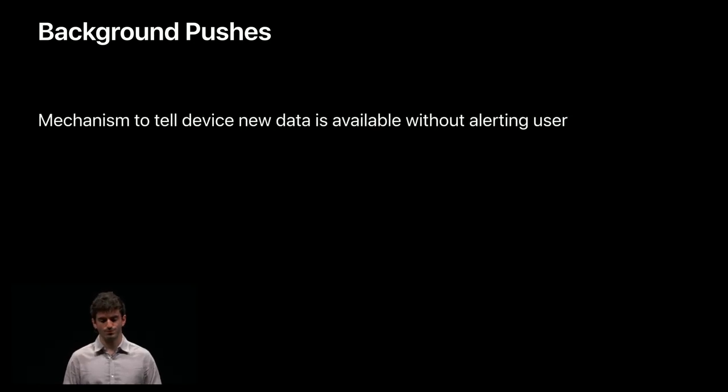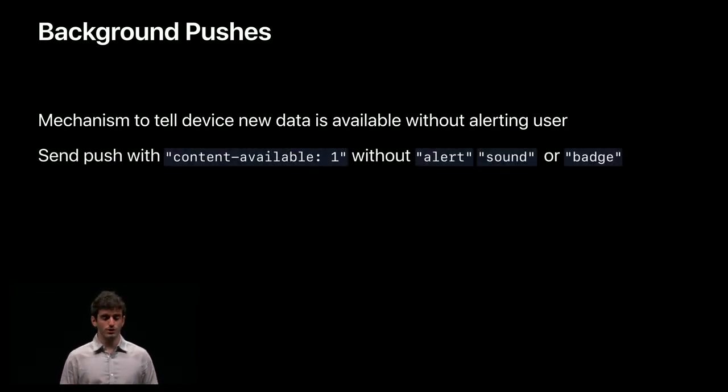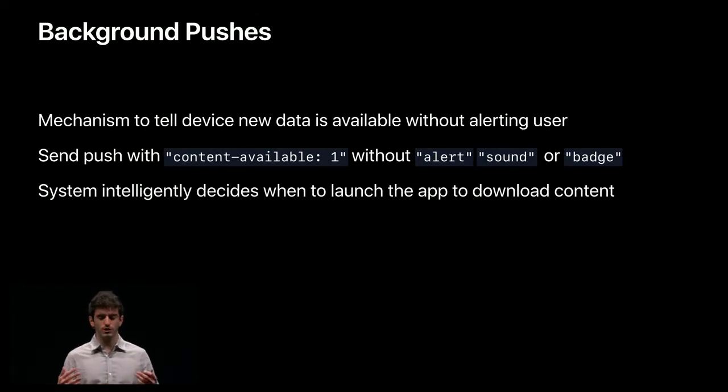To do so, you should use background pushes. Background pushes are a mechanism to tell the device that new data is available without alerting the user. To use these, you just send a push with the content-available flag set to 1 without an alert, a sound, or a badge. And then the system will intelligently decide when to launch the app to download the content based on power and performance impacts, trying to minimize that.